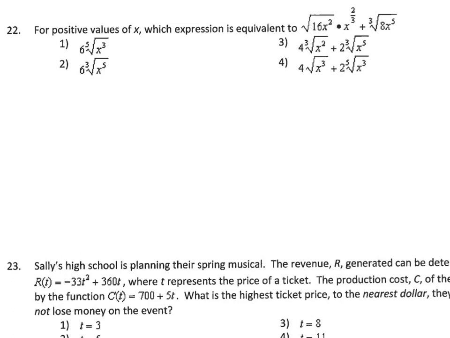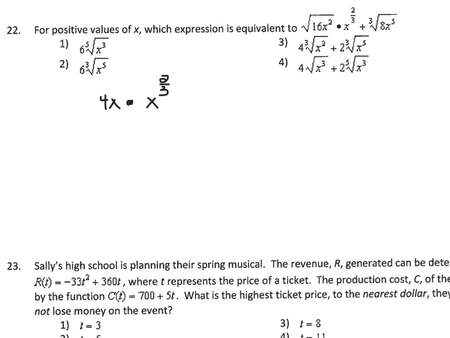All right, so I think what I'm going to do to start off is, since 16x squared is a perfect square, I'm just going to take the square root of that. So the square root of 16 is 4, and the square root of x squared is x. So I'm going to rewrite this first term as 4x. Okay, then we have times. I'm just going to bring down the x to the 2/3 for now.